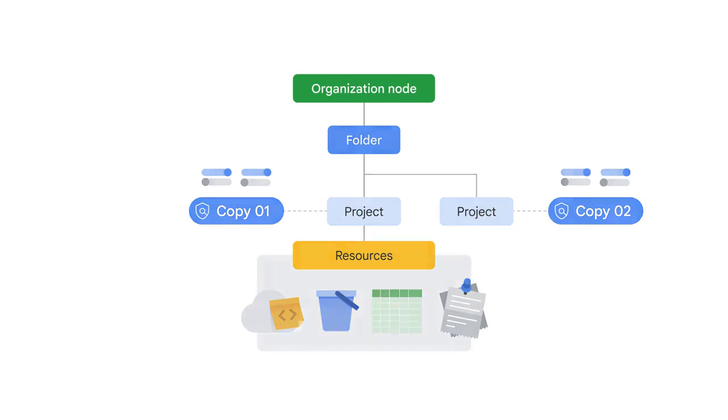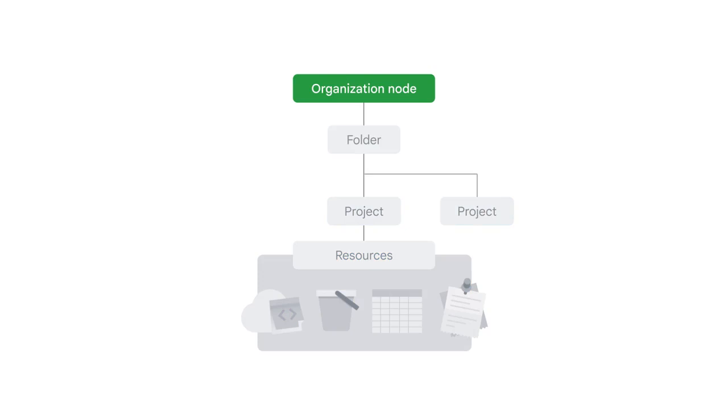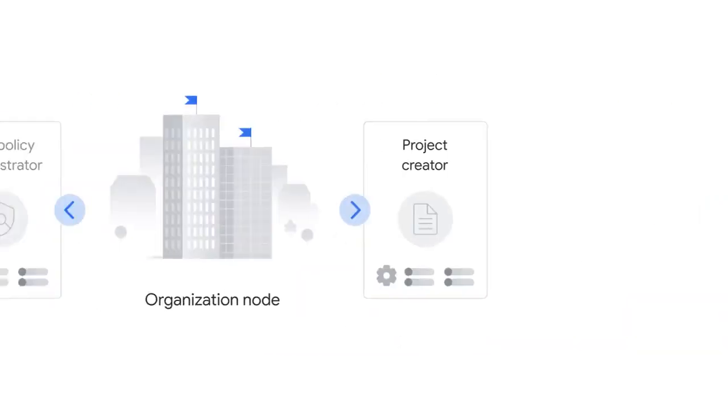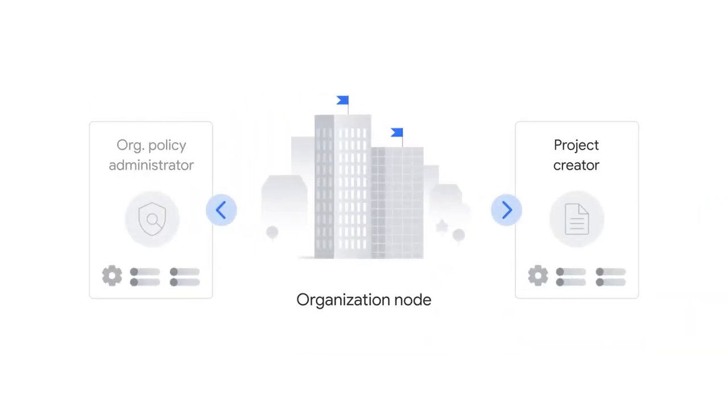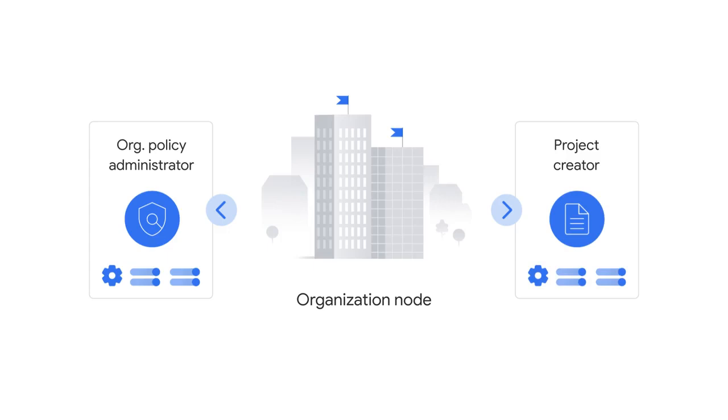To use folders, you must have an organization node, which is the very topmost resource in the Google Cloud hierarchy. Everything else attached to that account goes under this node, which includes folders, projects, and other resources. There are some special roles associated with this top-level organization node. For example, you can designate an organization policy administrator so that only people with the right privileges can change policies. You can also assign a project creator role, which is a great way to control who can create projects and, therefore, who can spend money.